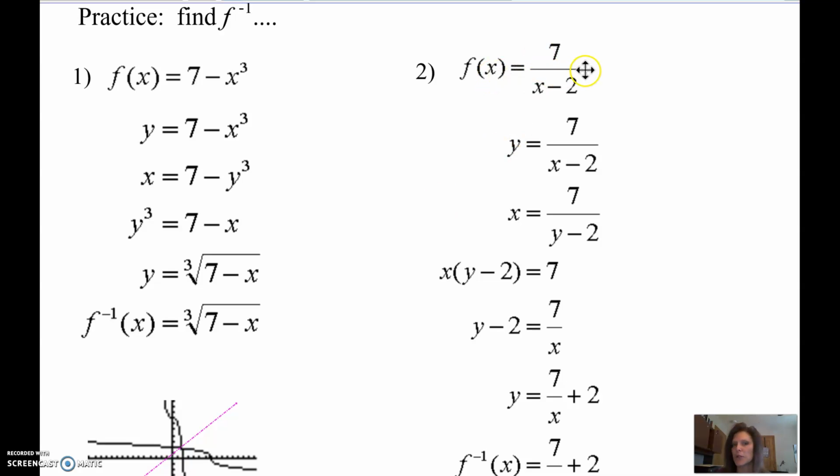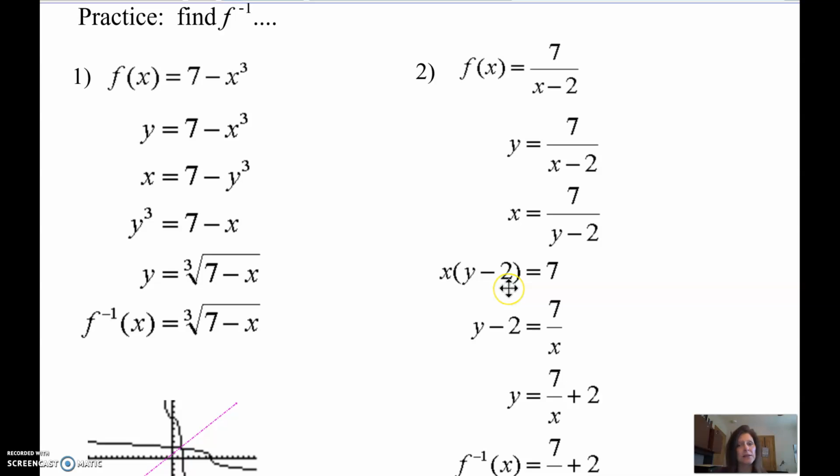Fractions can be a little bit trickier for some, so let's go through this one. If f of x is equal to 7 over x minus 2, same steps, f of x becomes y, switch the x's and y's. Now we're trying to solve for this y down here. We have a fraction, so we want to get rid of it. The key to getting rid of fractions is by multiplying by the common denominator, in this case the whole quantity of y minus 2. So I multiply on the right and it cancels the denominator.